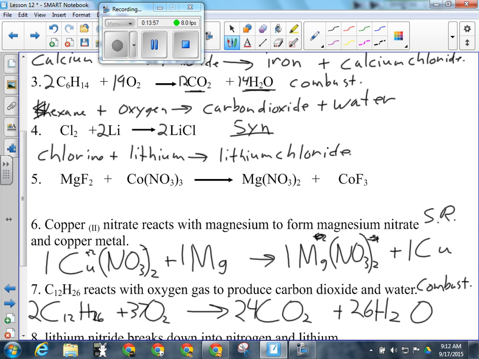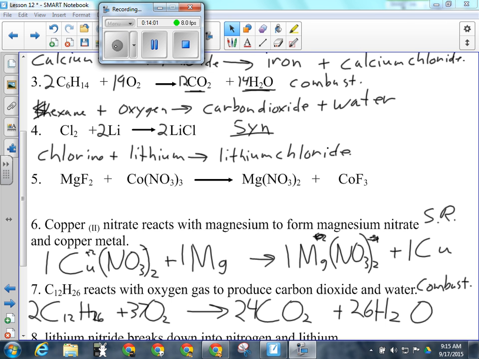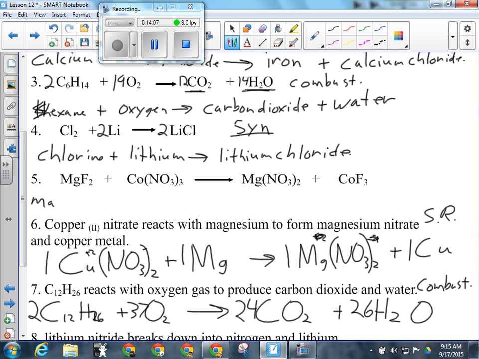Okay, how many people have done number 5? Okay, I'll give you another minute or 2 on that one. Okay, so number 5, I've got magnesium fluoride, which is an ionic compound, reacting with cobalt. Which cobalt? 2 or 3? Cobalt 3 nitrate. Okay, and that's going to form magnesium nitrate, which doesn't need a Roman numeral.